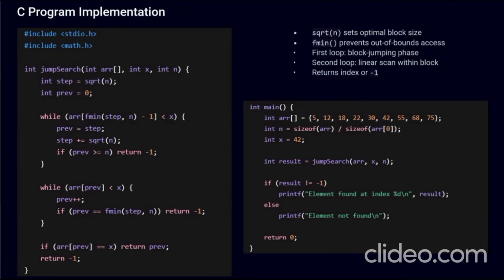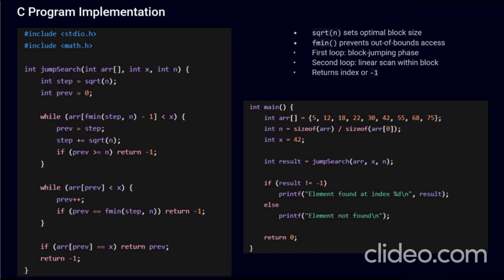This program implements the jump search algorithm for searching an element in a sorted array. First, we include the header files. The math.h provides the sqrt function needed to calculate the jump size. The jump search function takes three parameters: the array, the target element x, and size of the array n. Inside the function, the jump size is calculated as the square root of n. The value determines how many elements the algorithm skips during each jump. The variable prev keeps track of the starting index of the current block.